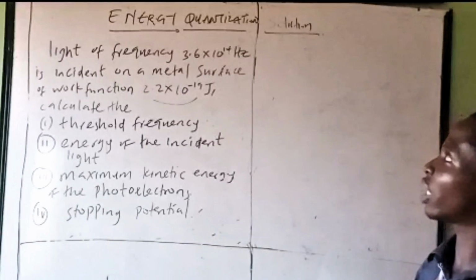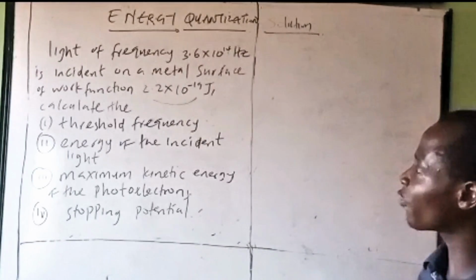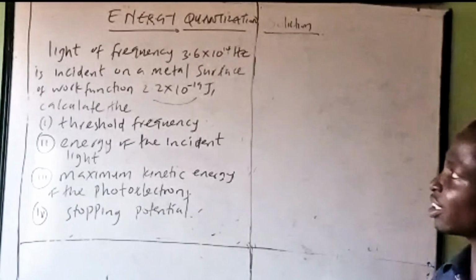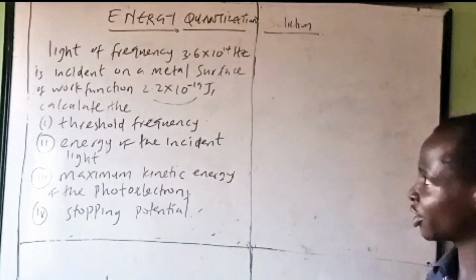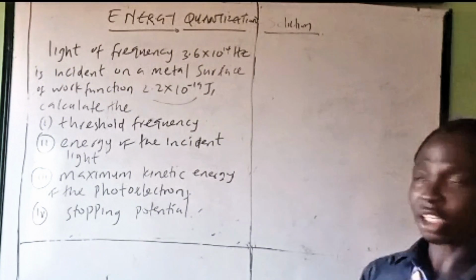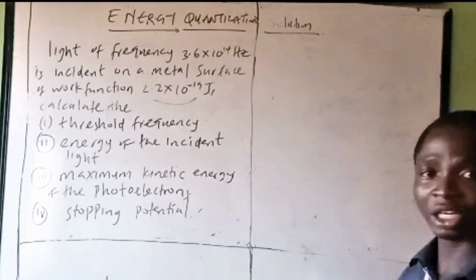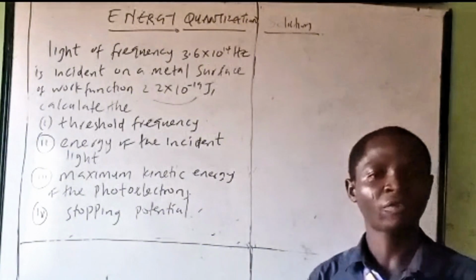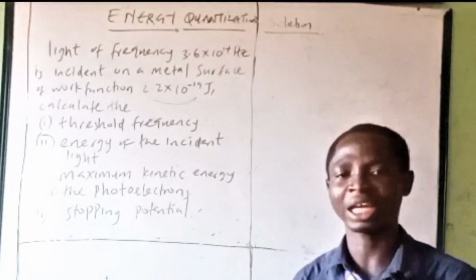These calculations under energy quantization. The question: light of frequency 3.6 times 10 raised to power 14 hertz is incident on a metal surface of work function 2.2 times 10 raised to minus 19 joule. We have to calculate the threshold frequency, energy of incident light, maximum kinetic energy of the photoelectron, and the stopping potential. You should remember what you understand by photoelectric effect is the process whereby a metal is heated and electron is emitted.